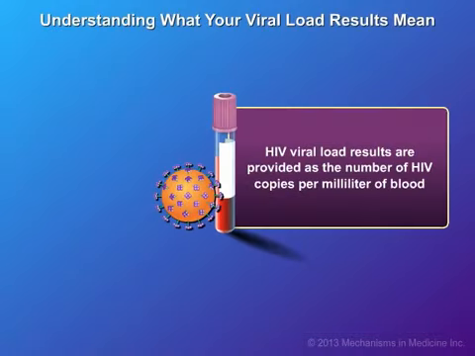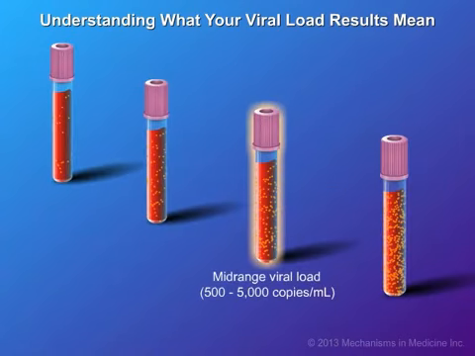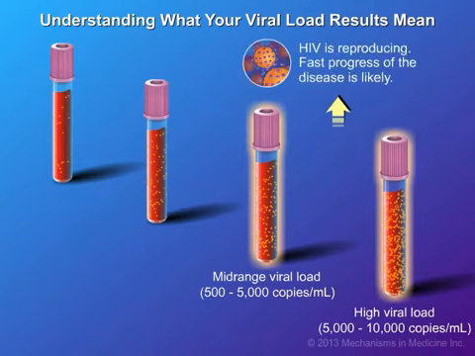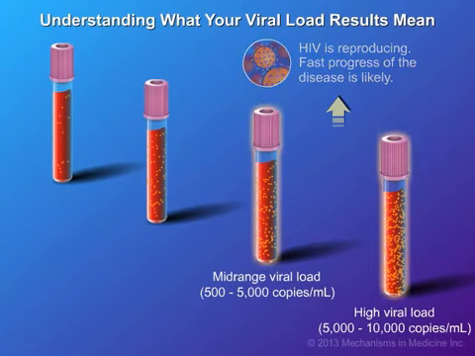HIV viral load results are provided as the number of HIV copies per milliliter of blood. If the measurement is high, anywhere between 5,000 to 10,000 copies per milliliter, the HIV is reproducing, and it is likely that the disease will progress faster than if the viral load is low.